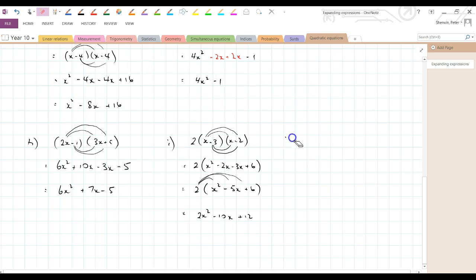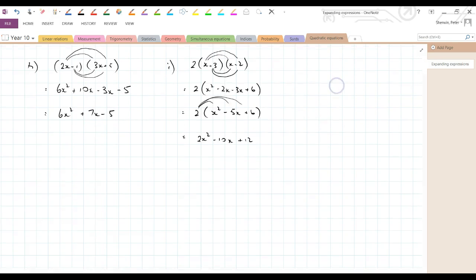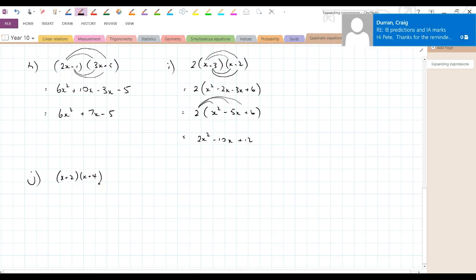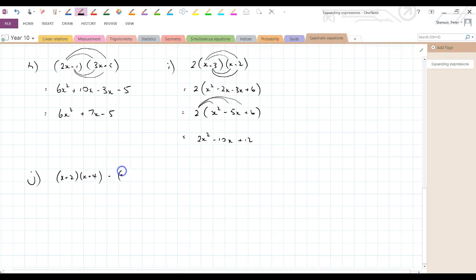Last example. Actually, I'll go down the page for J because it's quite a long one. X plus 2, x plus 4. So expansion there. And then minus x minus 2, x minus 5. Now remember what we've got is this times this, minus this times this. So we have to do our order of operations correctly.